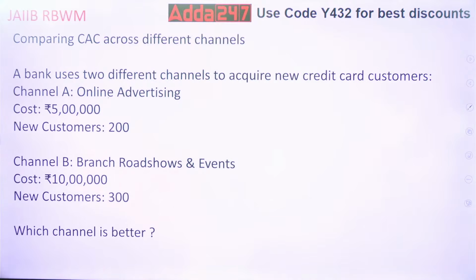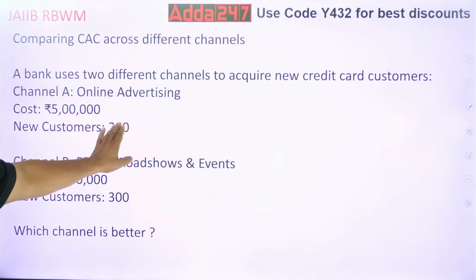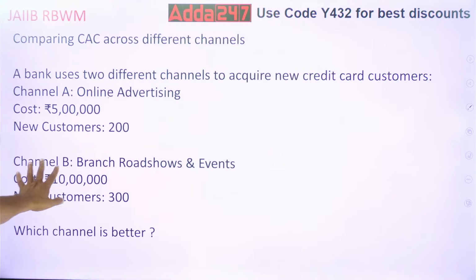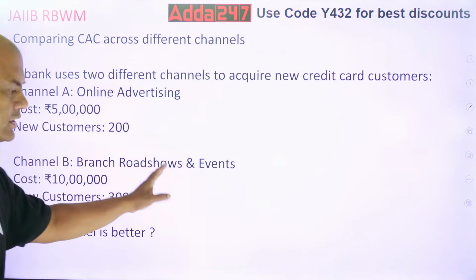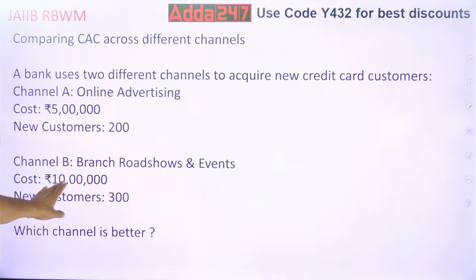Look at the problem. A bank uses two different channels to acquire new credit card customers. So two channels are used. Channel A, online advertising, spending is 5 lakhs, new customers 200. Similarly, channel B, road shows, spending is 10 lakh, new customers 300.